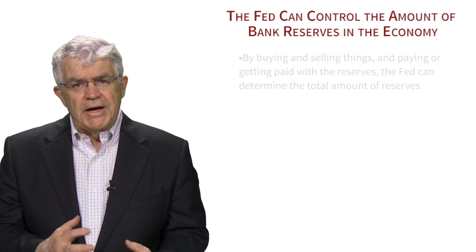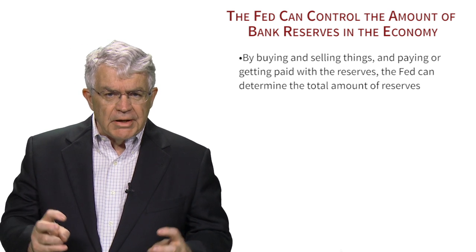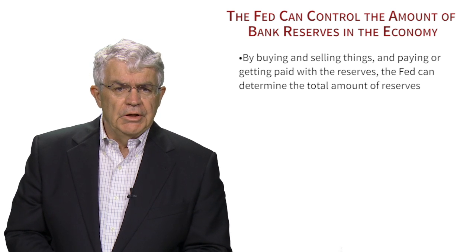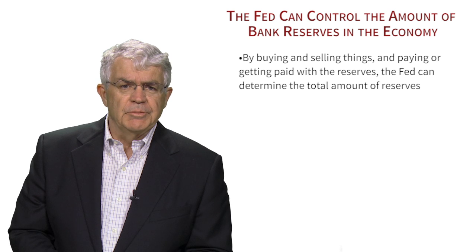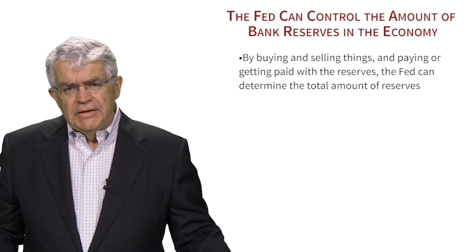So the idea is that by buying and selling things and paying for them, getting paid with reserves, these deposits at the Fed, the Fed can actually determine the total amount of reserves. And there are lots of things in principle the Fed could buy. It's mainly buying government bonds. But I always argue, hey, it could buy anything, literally.